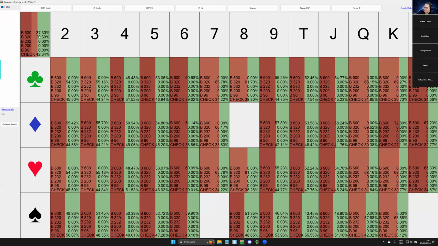Why is there still so much checking? Why is there 42% checking here? We still have all those queen-king highs, all those 7x and stuff like that, right? So we still have hands that cannot bet profitably, right?